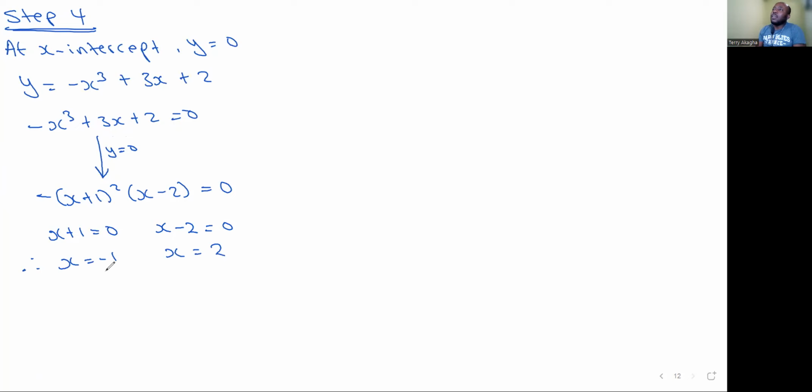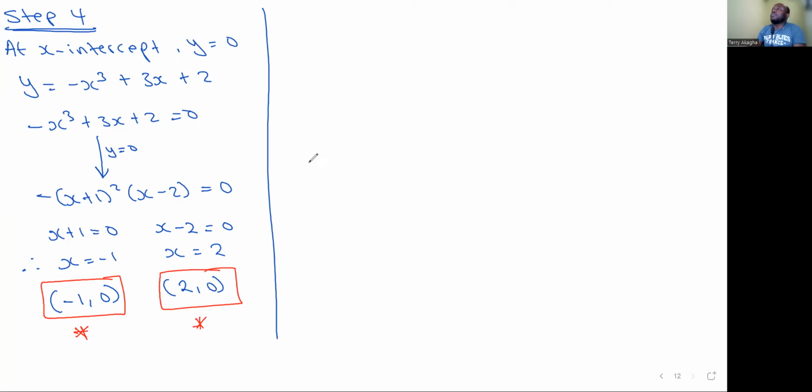Then to write it in the x-intercept form, that means you have x is minus 1 and y is 0, and x is 2, y is 0. So with that, we can now say that we found the x-intercepts. So we're expecting this graph to have 2 x-intercepts. Then step 5.